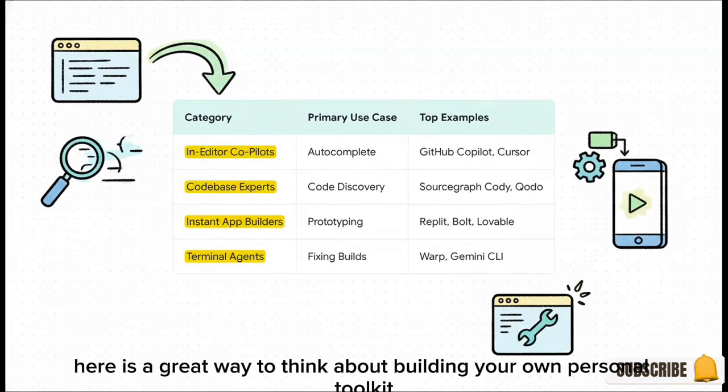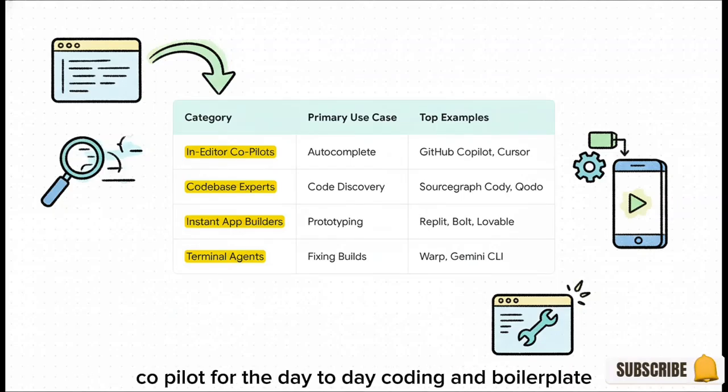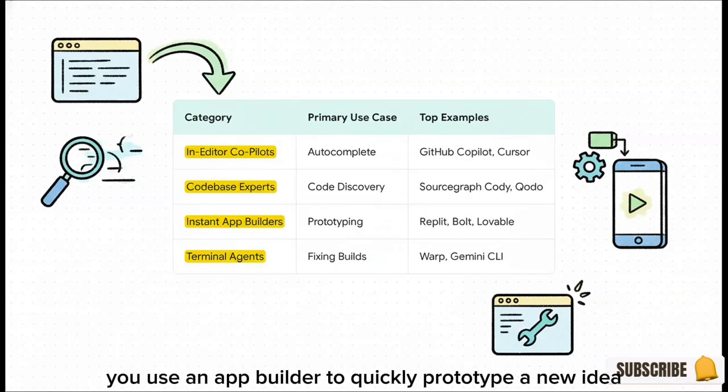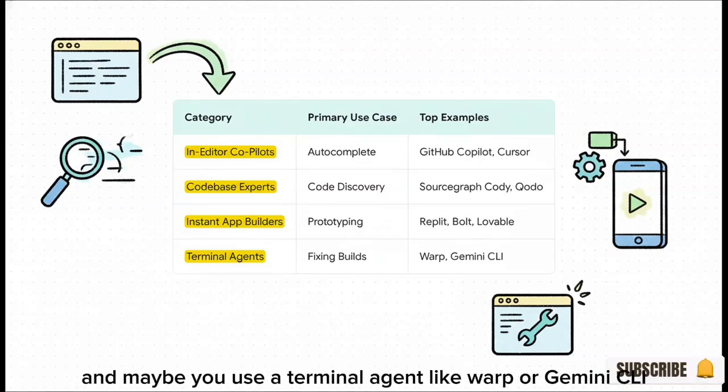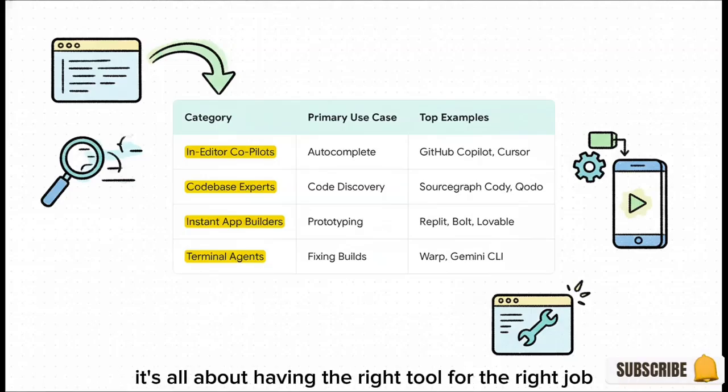So this table here is a great way to think about building your own personal toolkit. You might have your in-editor copilot for the day-to-day coding and boilerplate. Then you pull out a code-base expert when you're diving into a massive, confusing project. You use an app builder to quickly prototype a new idea. And maybe you use a terminal agent like Warp or Gemini CLI when your build keeps failing and you can't figure out why. It's all about having the right tool for the right job.